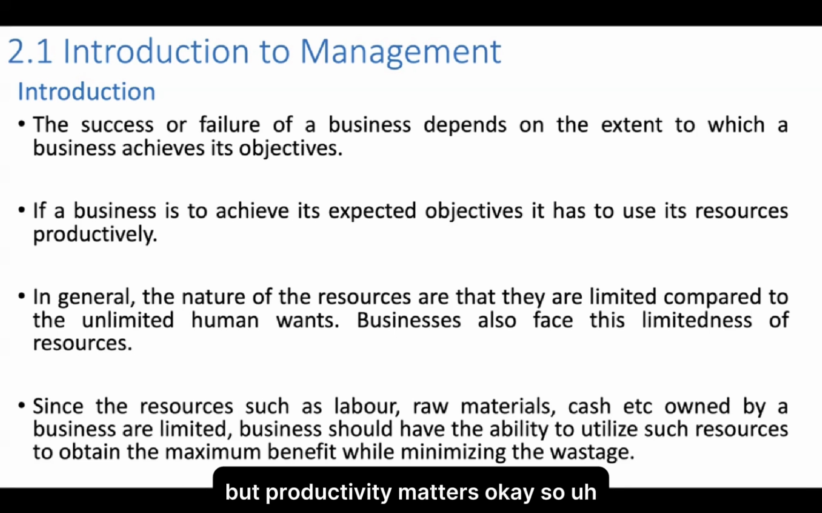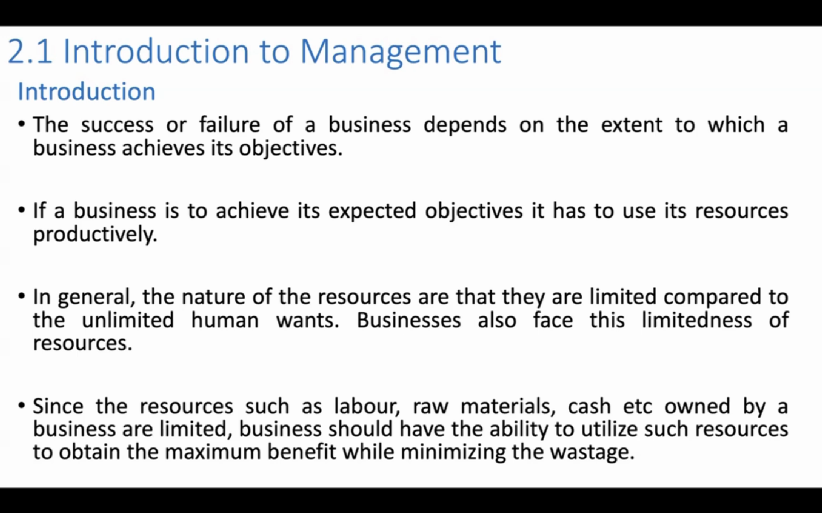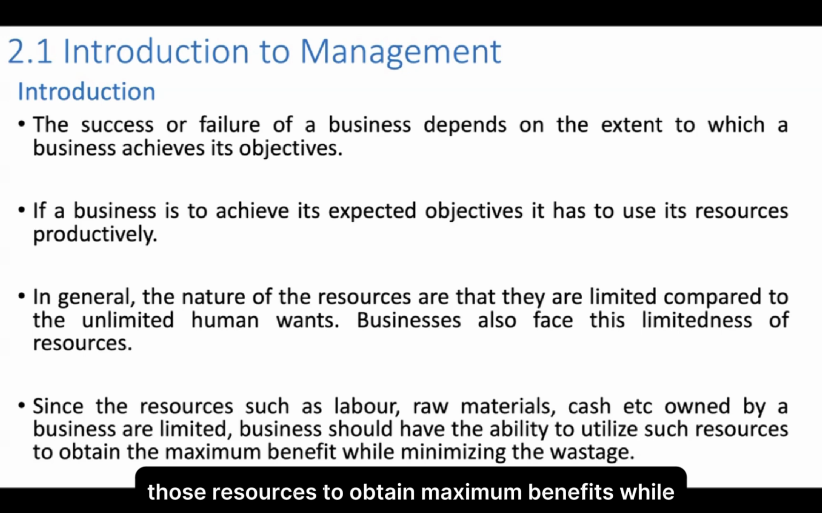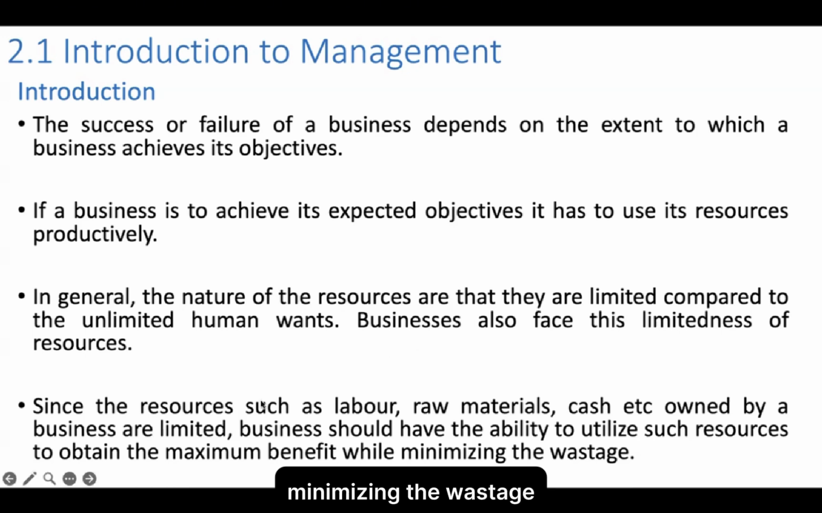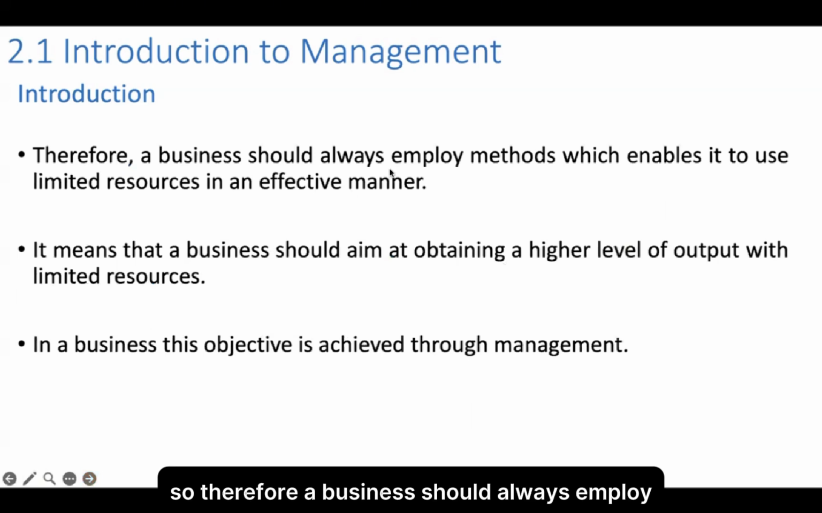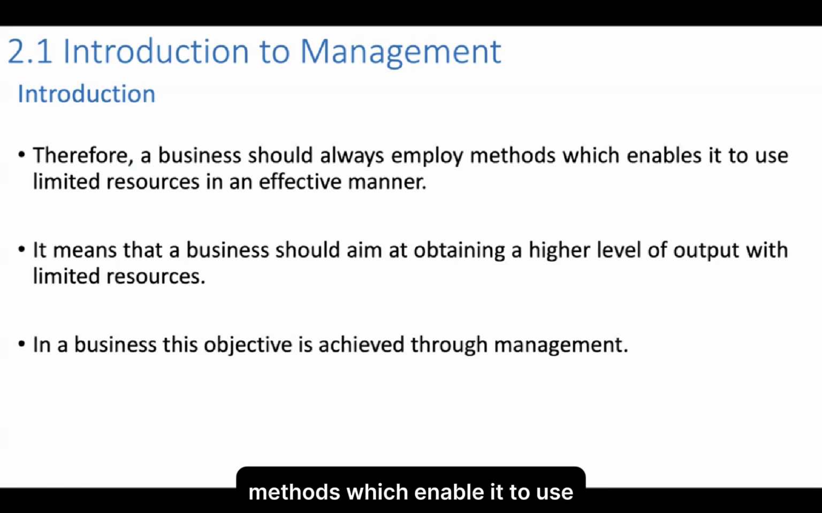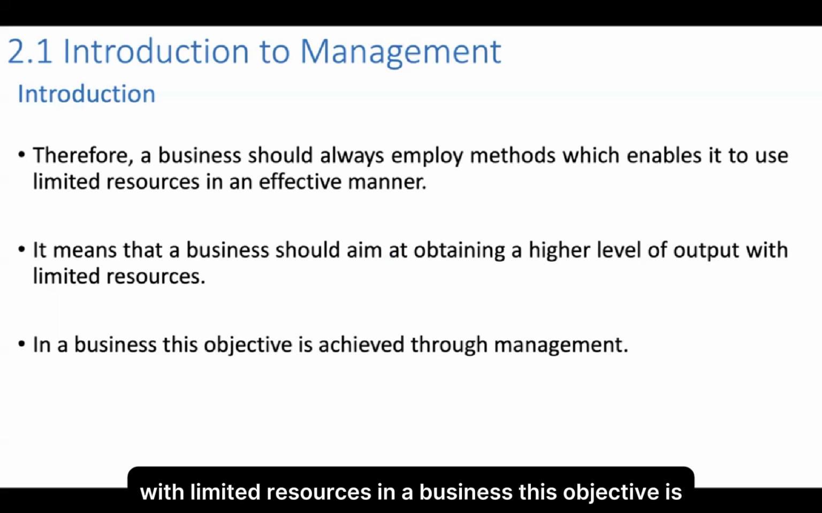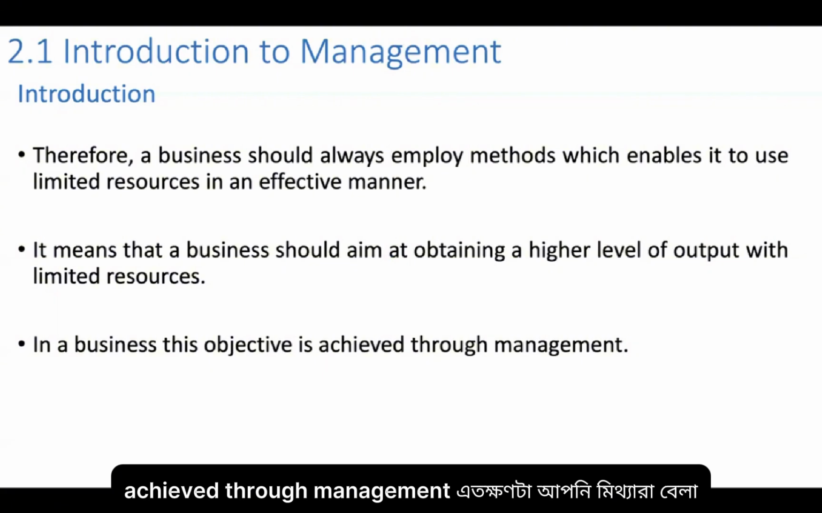Okay. So, since these resources are limited, businesses should have the ability to utilize those resources to obtain maximum benefits while minimizing the wastage. Therefore, a business should always employ methods which enable it to use limited resources in an effective manner. It means that businesses should aim to obtain a higher level of output with limited resources. In a business, this objective is achieved through management.